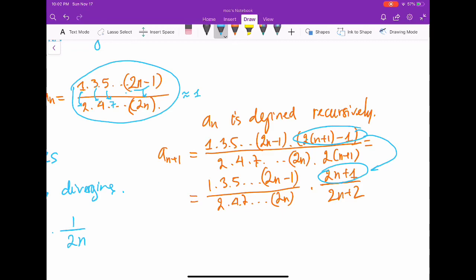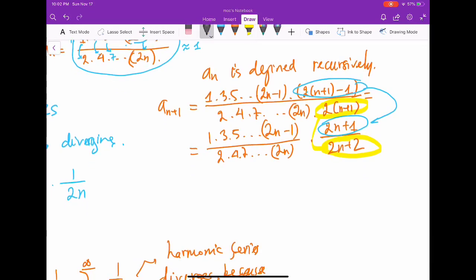You do the same thing for 2n plus 1. You open parentheses, you get 2n plus 2. So basically, what is this? That is your a_n, right? So that means a_{n+1} is equal to a_n times (2n plus 1) over (2n plus 2).